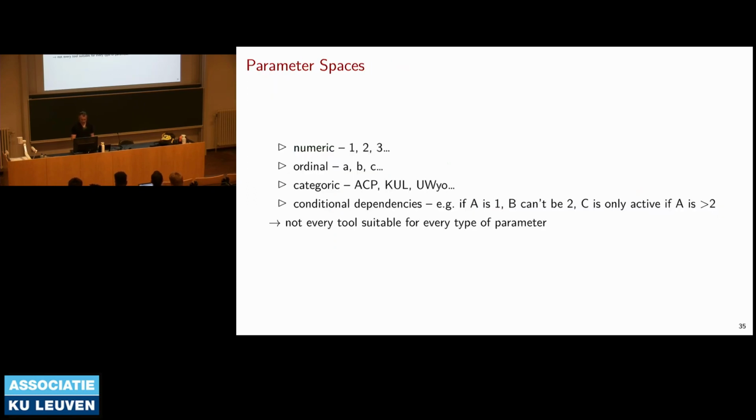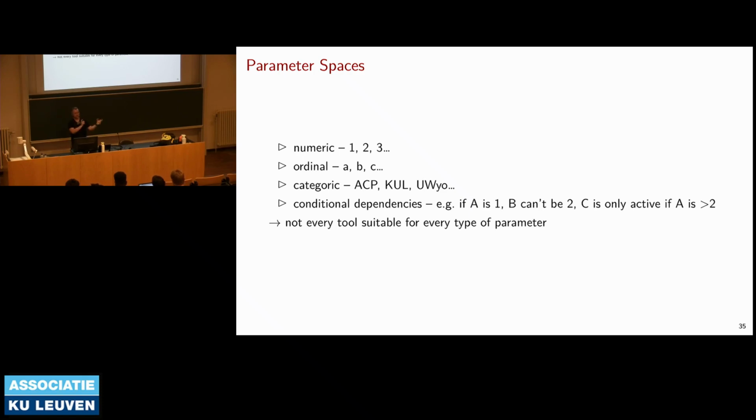Very briefly, what do these parameter spaces look like? We can have numeric parameters, like 1, 2, 3, where we have some kind of ordering, and we also have an idea of what the difference between the different values is. 2 is obviously twice as much as 1, whereas 3 is not quite twice as much as 2, so I have some idea of what these different values might mean.